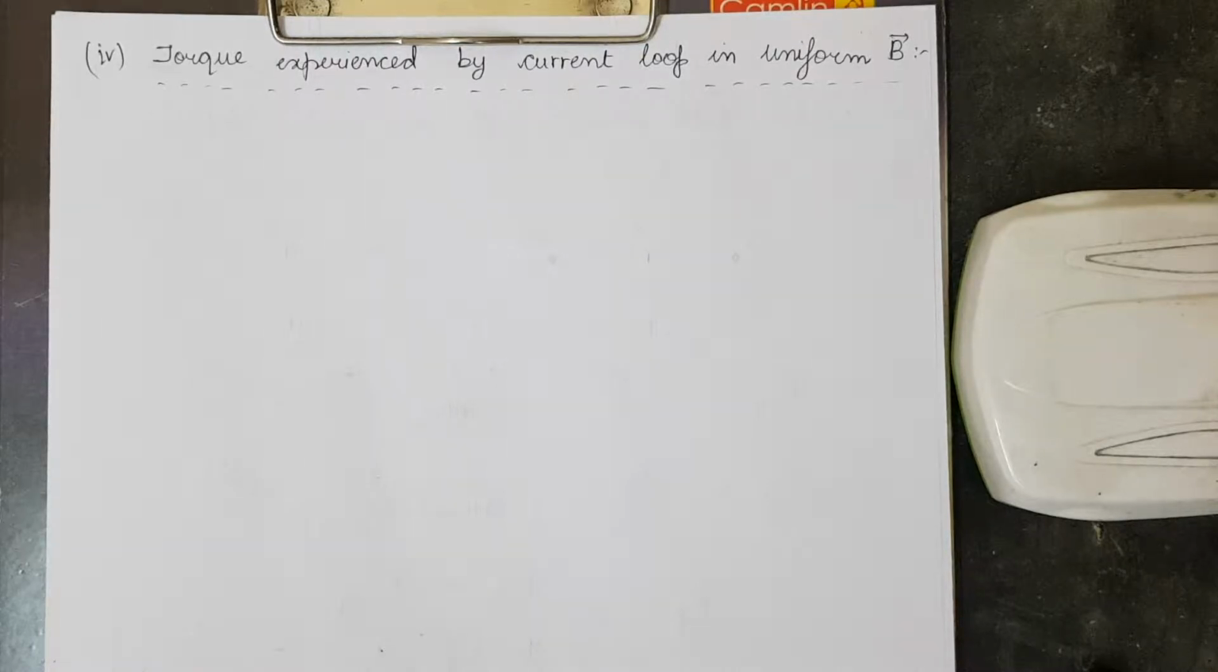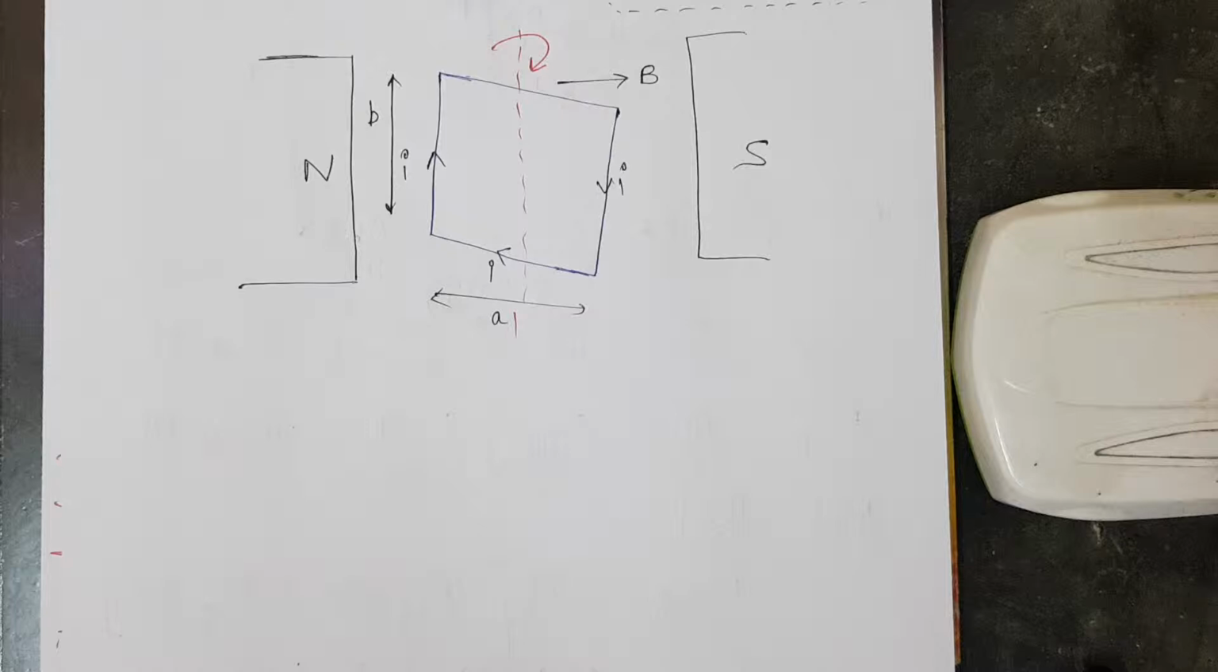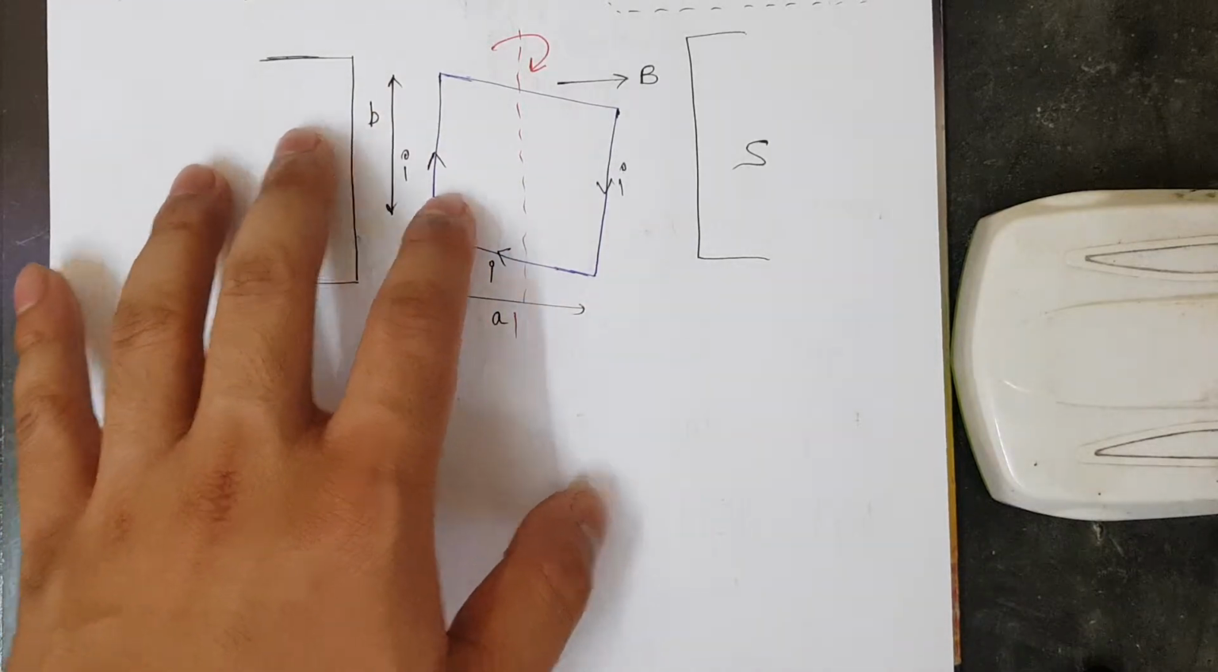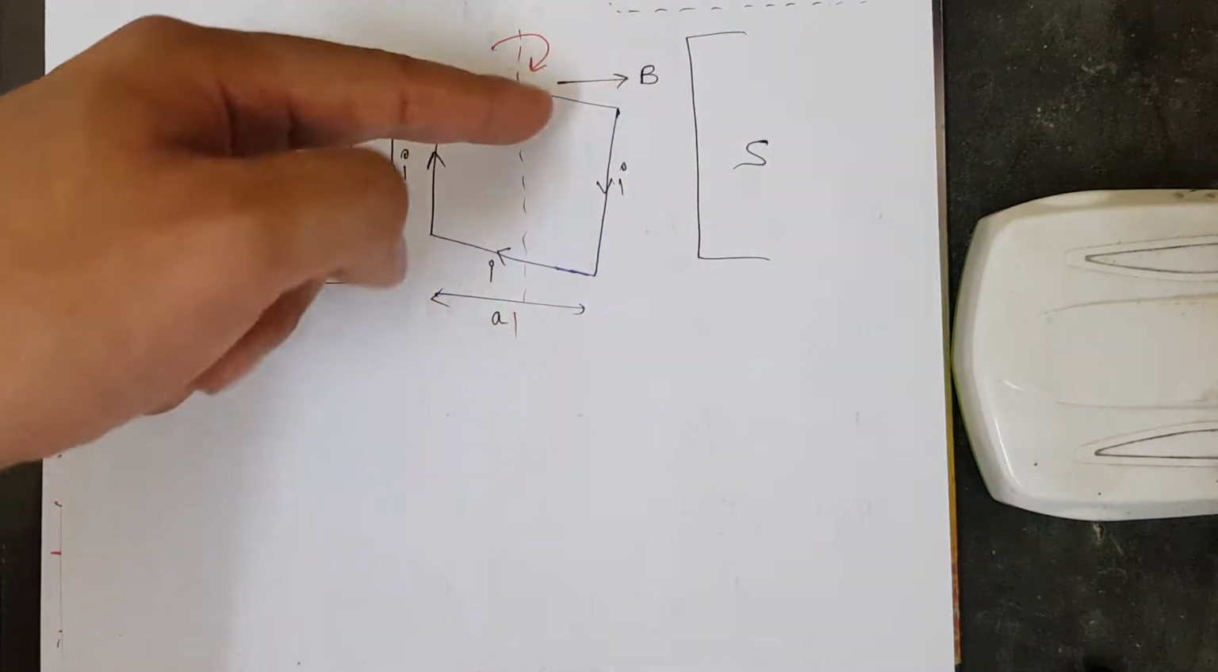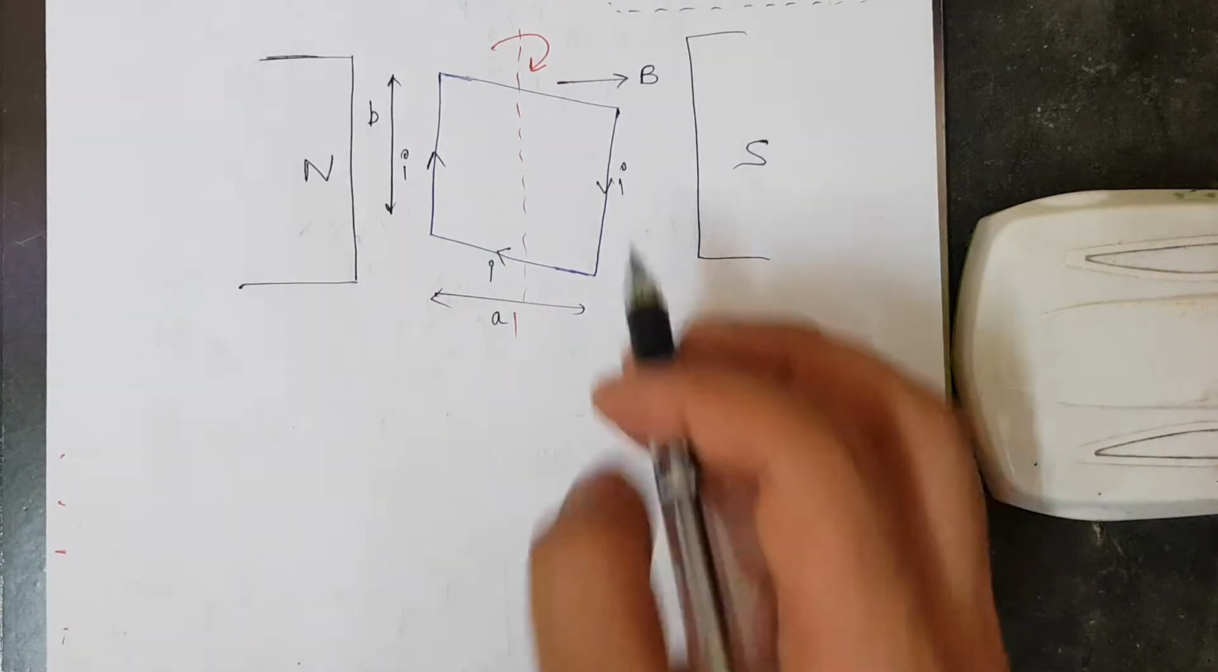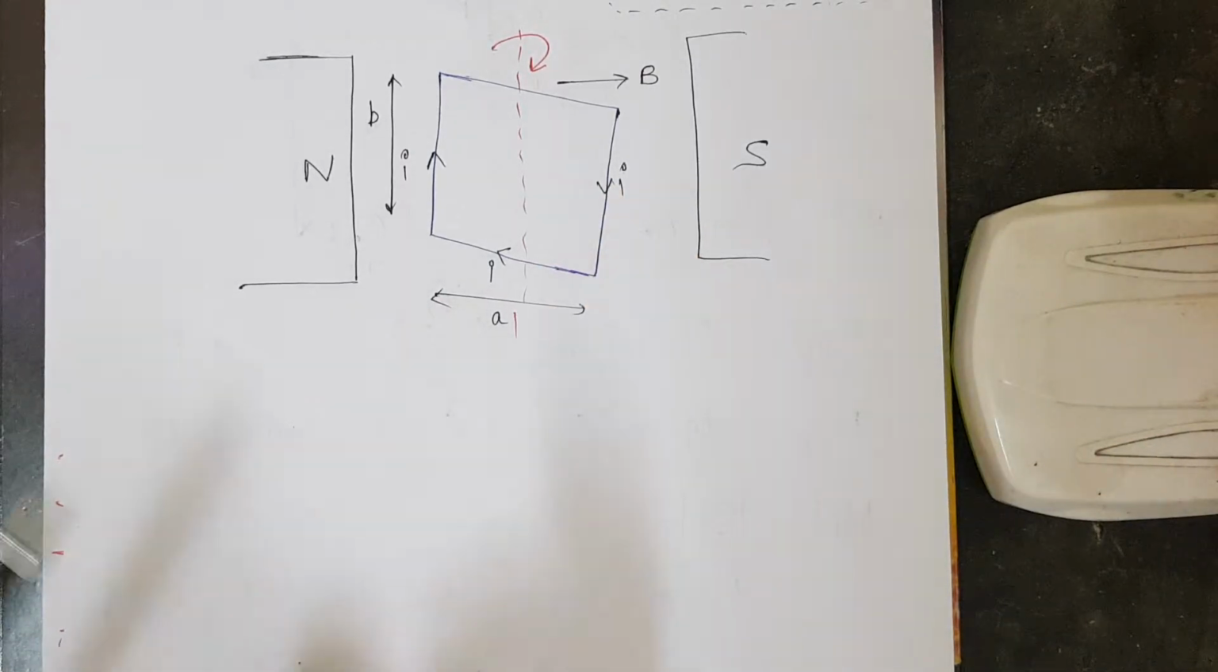Now let's discuss the torque experienced by a current loop in a uniform magnetic field. This is the loop which has been given to you. The magnetic field is in this particular direction, that is i cap. You can say the current I has been represented here. The length is given as A, the breadth is given as B. So we need to calculate the torque on this particular figure.